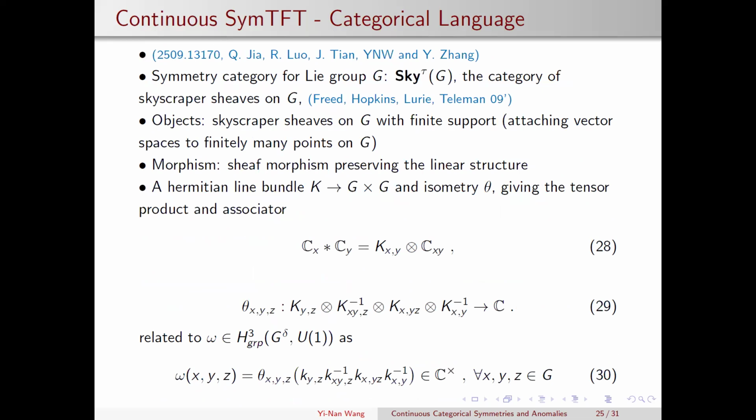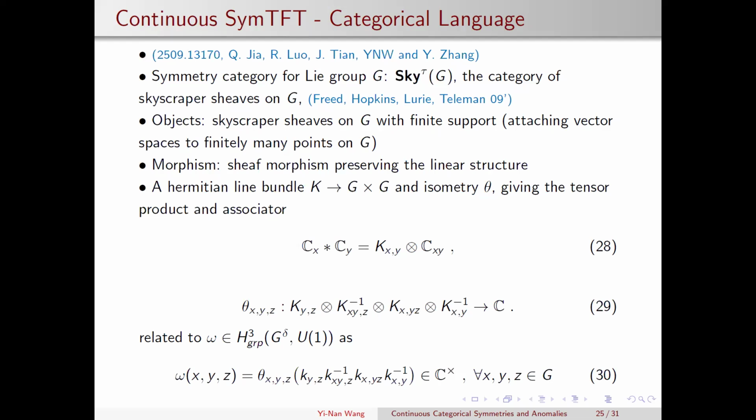So the description for the symmetry category of a Lie group G we found is this one, Sky^τ(G), the category of skyscraper sheaves supported on the real Lie group G, which was introduced by Dan Freed, Mike Hopkins, Jacob Lurie, and Constantin Teleman in a nice paper in 2009. But astonishingly, I think in the physics literature, people didn't really find out about this paper, or the usefulness of this paper.